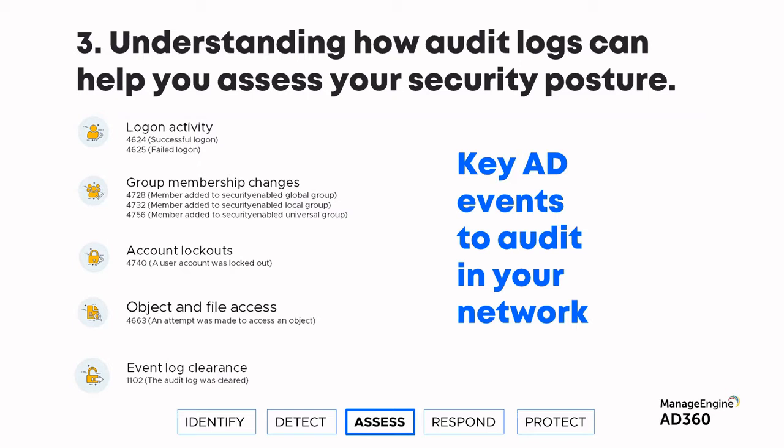So five different categories of events are listed right here. We're starting with logon activity. 4624 and 4625 get the job done in almost all the cases, so you'd be able to quickly call out. And trust me, if you haven't set up auditing for your systems, please do turn it on right away for at least these five categories.